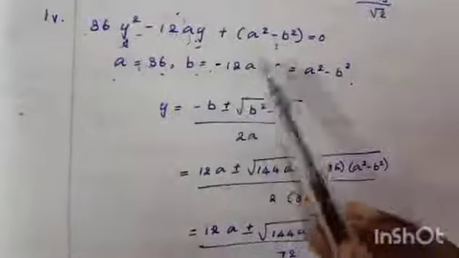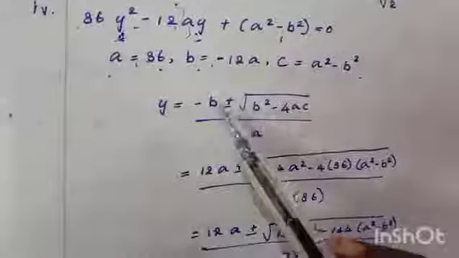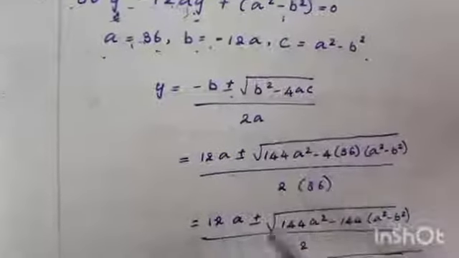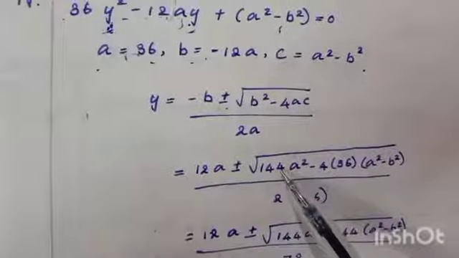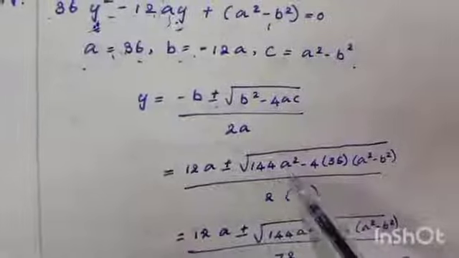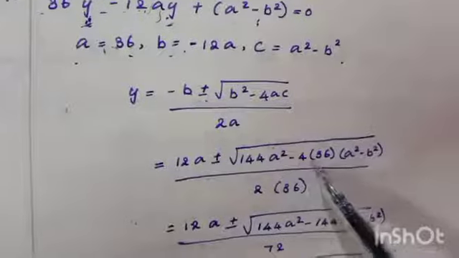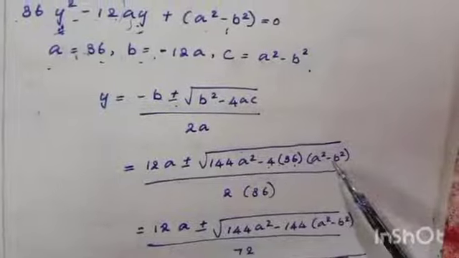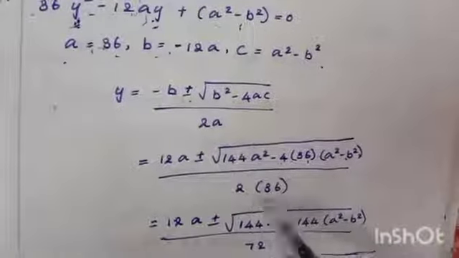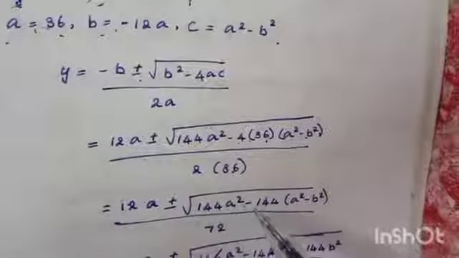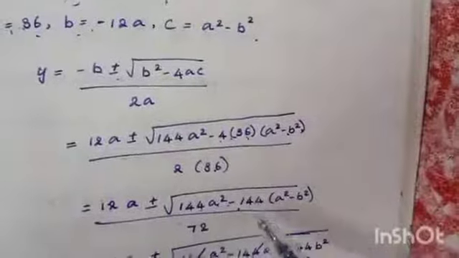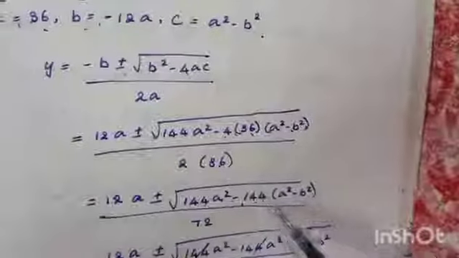Write the formula. We found already the variable is y equal to minus b plus or minus square root of b square minus 4ac, whole divided by 2a. B value is minus 12a, so it is 12a plus or minus square root of minus 12a whole square. 12 square is 144, a whole square is a square, minus 4 into a value 36, c value a square minus b square, whole divided by 2 into a value 36. So 12a plus or minus square root of 144 a square minus, you have to multiply these two, 36 into 4 is 144, into a square minus b square, whole divided by 72.